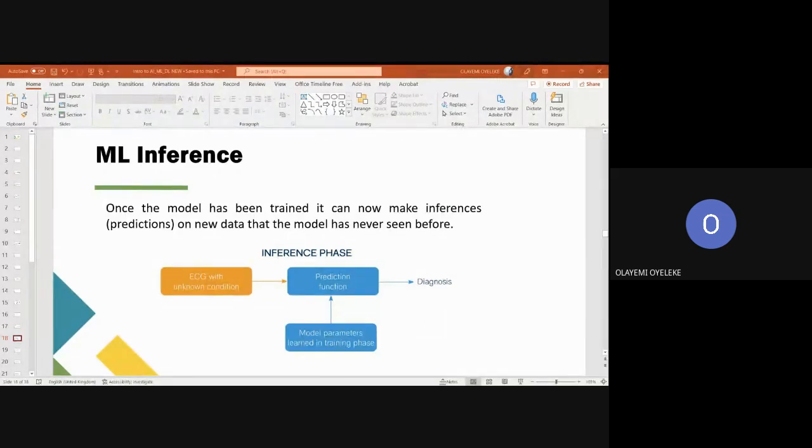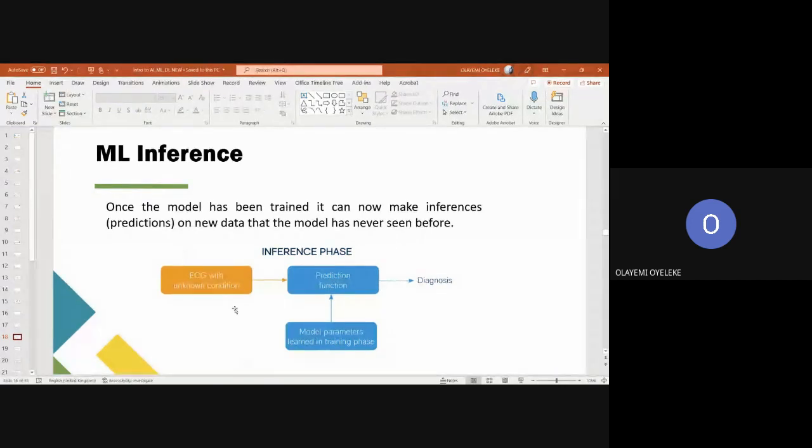ECG, that's in the medical field, right? ECG is a simple test that can be used to check your heart's rhythm and electrical activities. Sensors are attached to your skin to detect electrical signals produced by your heart each time it beats. So that is what is called the ECG. It's used in medical practice.